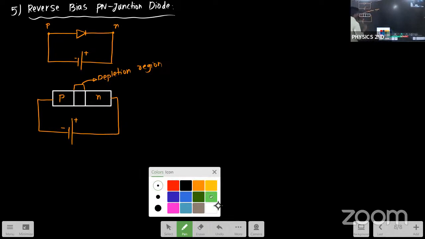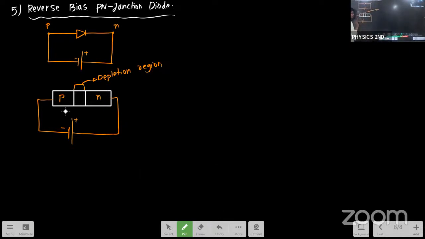This P side is connected to the negative terminal of the battery, and the N side is connected to the positive terminal. So the electrons can easily go towards the positive terminal because positive and negative charges attract. P will be having holes. Holes are nothing but, we assume them to be positive charges, so holes can easily come towards the negative terminal of the battery. Electrons are negative charge particles. They can easily move towards which terminal? The positive terminal. So due to this, what will happen? The width will increase.